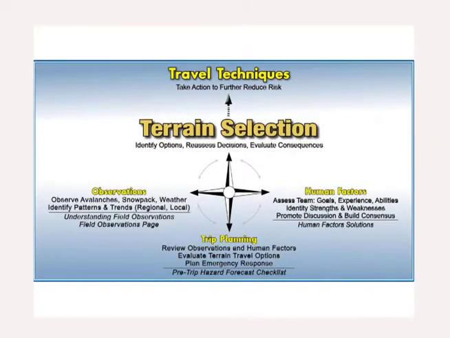You can see under observations, for example, "Observe." What we've done is use action-oriented verbiage and try to keep it a little more consistent, so there are subtle differences there. Observe avalanche, snowpack, weather. Identify patterns and trends. We asked ourselves, what are we actually doing? And then we tell them to do it.